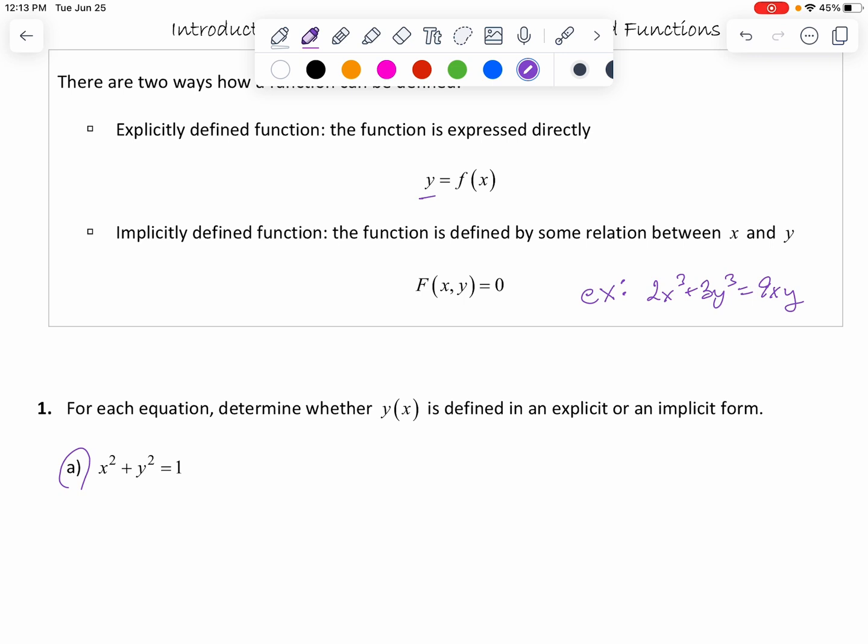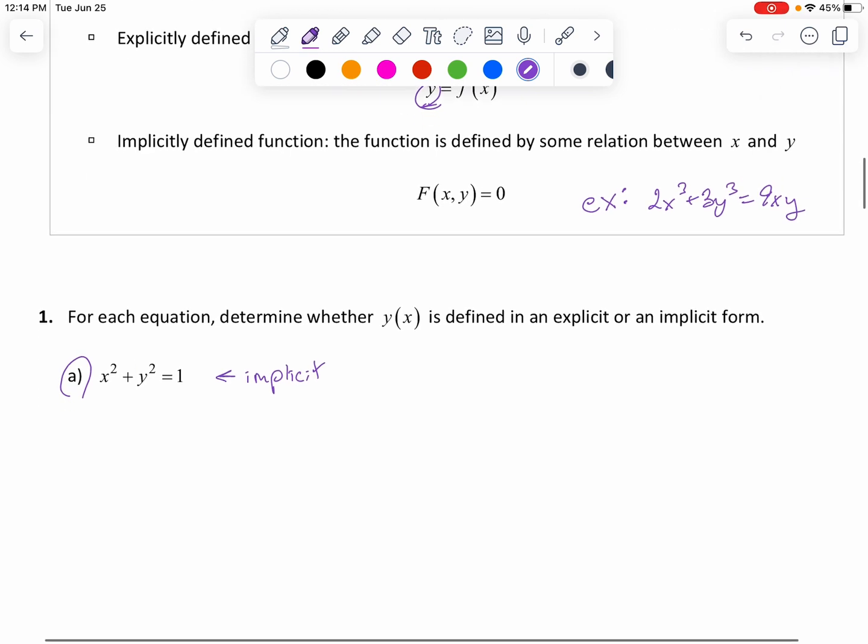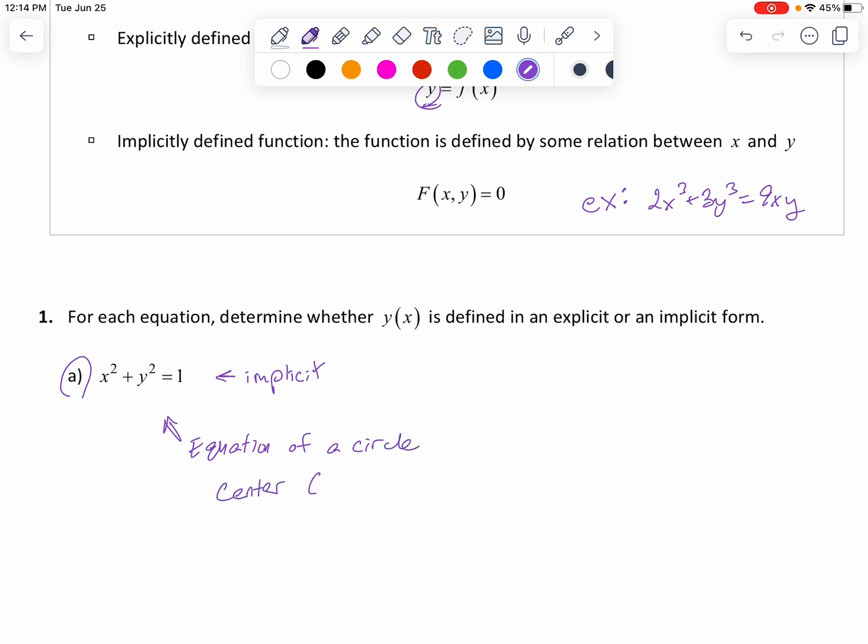Well, the way it's shown right now, it's not solved for y. Y is not isolated on one side. So this is an implicit equation. You might recognize it. This is actually an equation of a circle with the center at 0, 0 and a radius of 1.